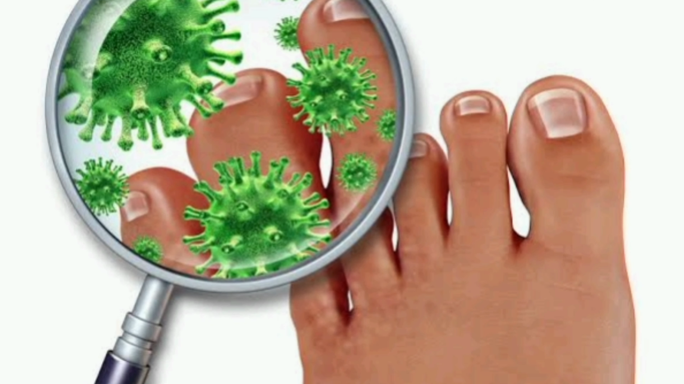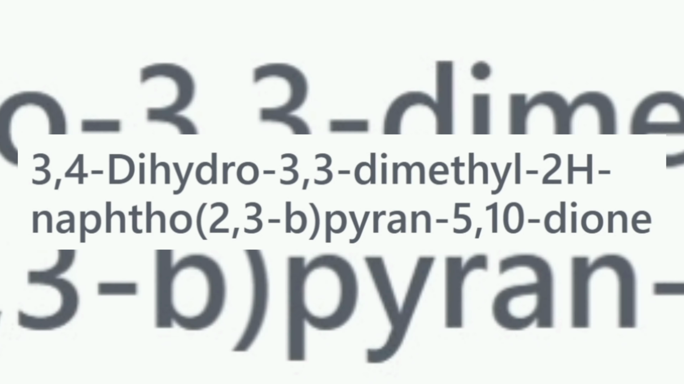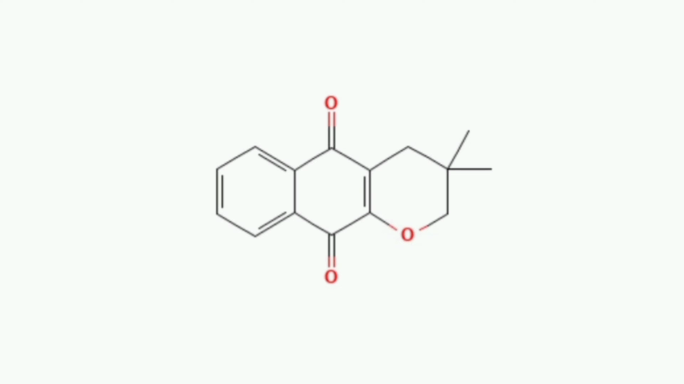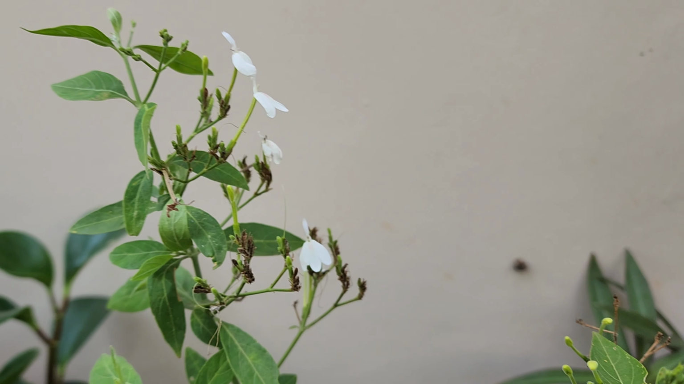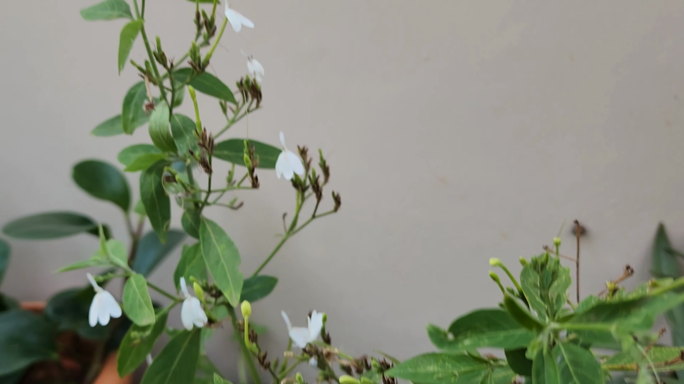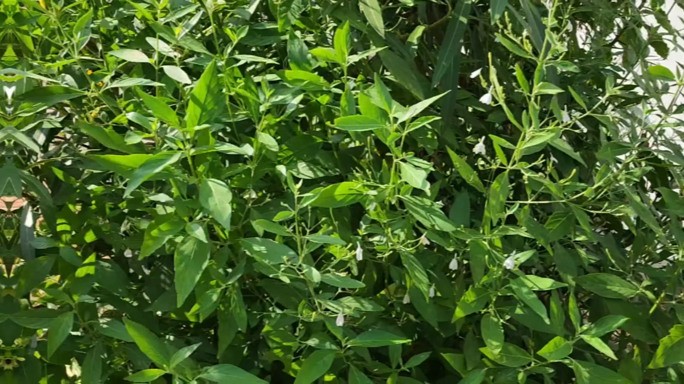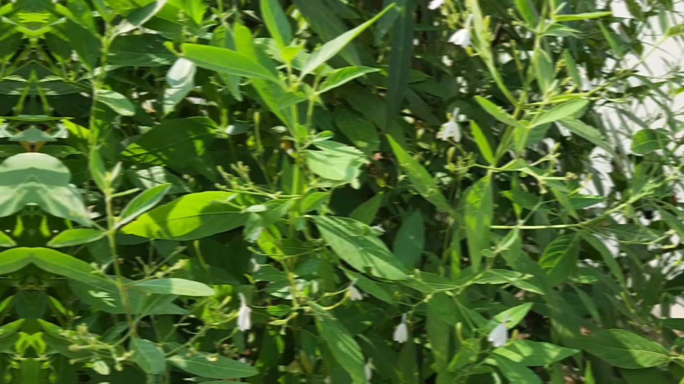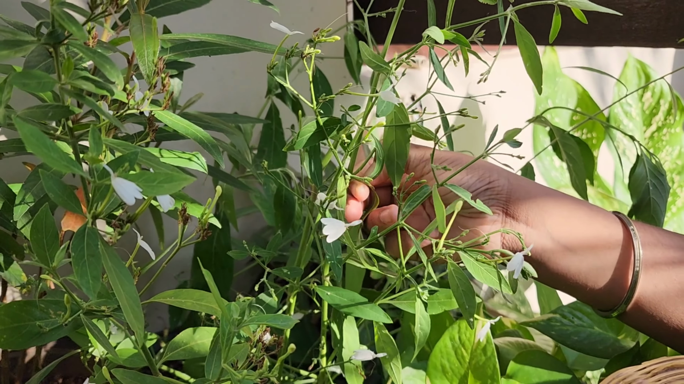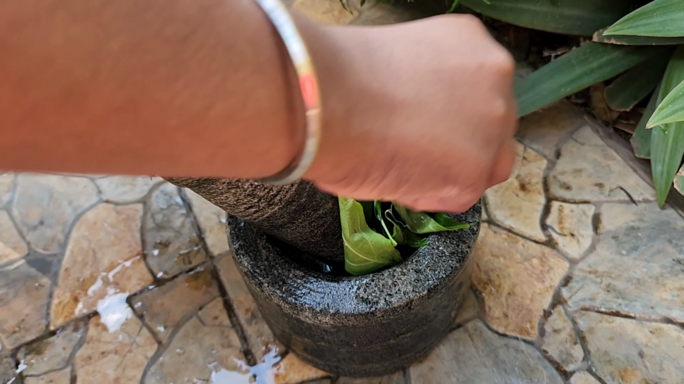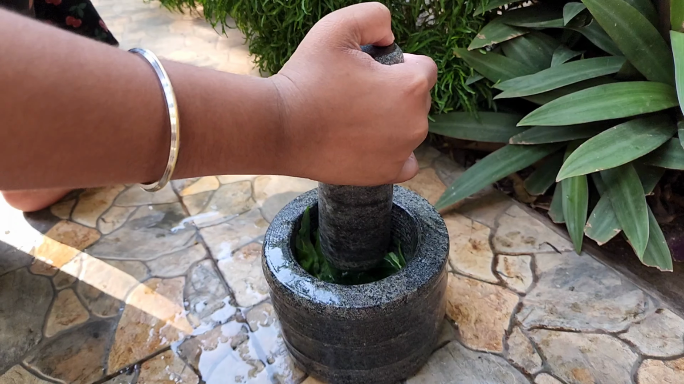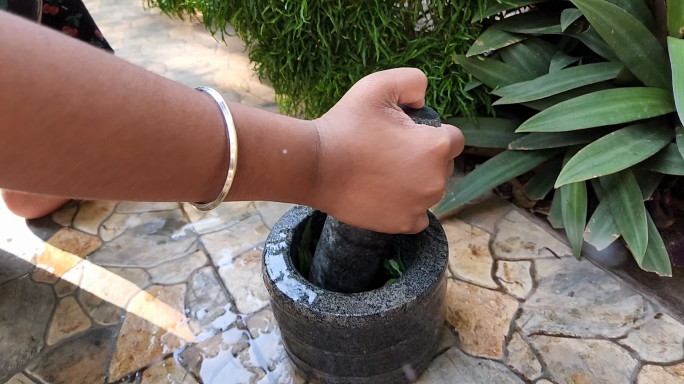The antifungal activity of the plant is due to the presence of 3,4-dihydro-3,3-dimethyl-2H-naphtho[2,3-b]pyran-5,10-dione. Its effectiveness against skin conditions is extraordinary and hence I decided to make an oil from this magical plant. For making this, I collected some fresh young leaves of the plant and made a paste by pounding it using a stone mortar and pestle.